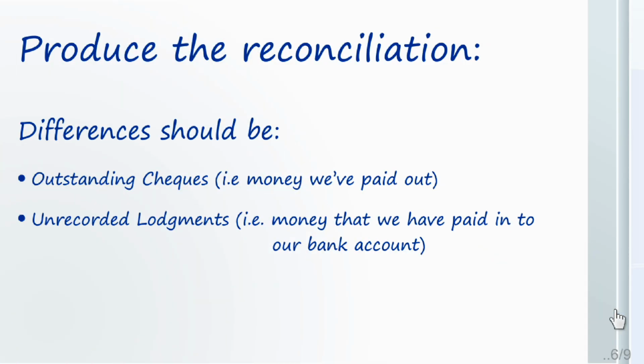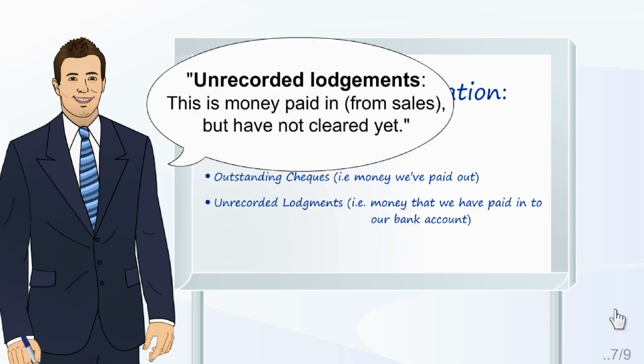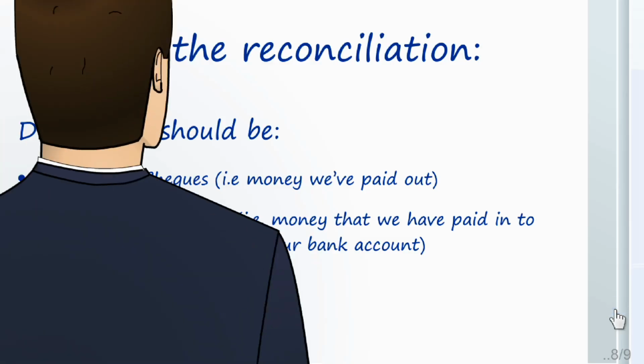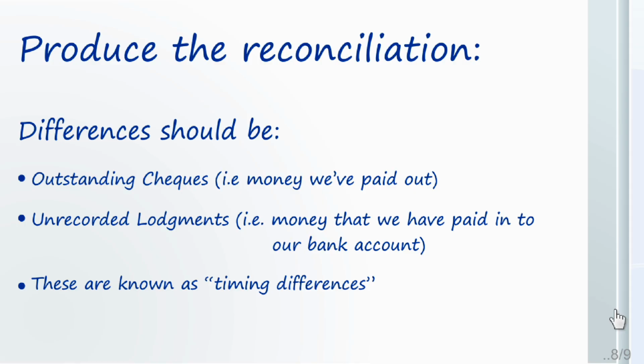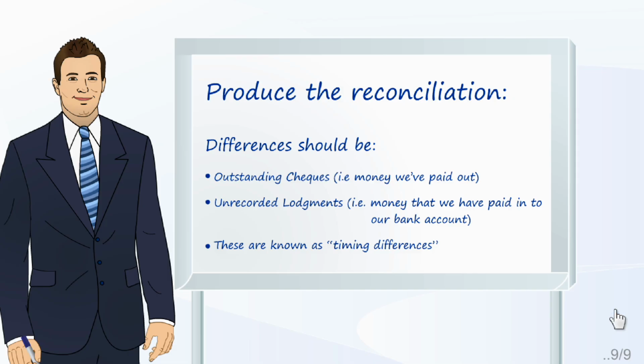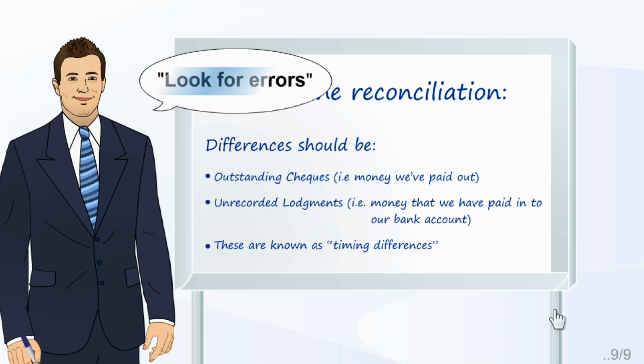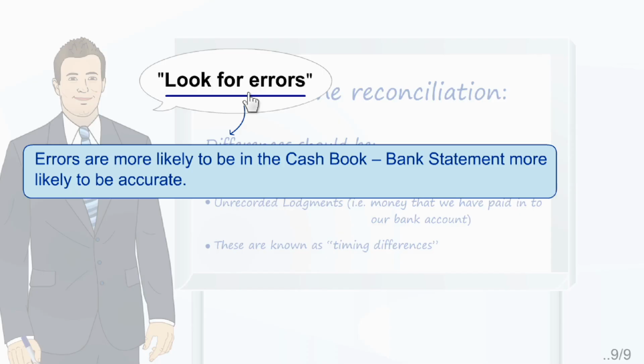Unrecorded lodgements, i.e. money that we've paid into our bank account, e.g. from sales, but hasn't cleared yet, meaning that these receipts do not appear on the bank statement yet. These are known as timing differences. We should always look out for errors, which are more likely to be in the cash book, and the bank statement is much more likely to be accurate.